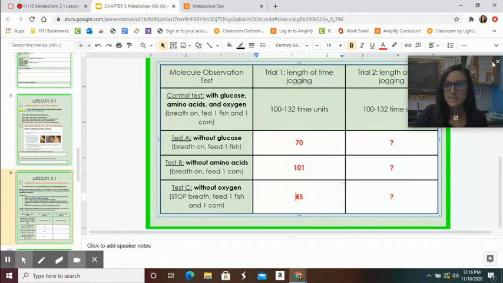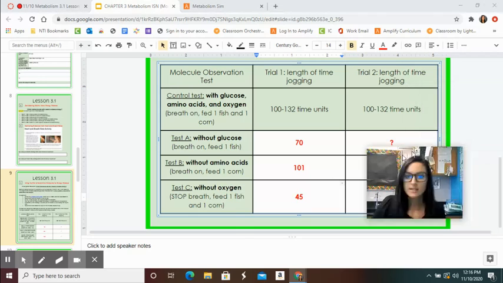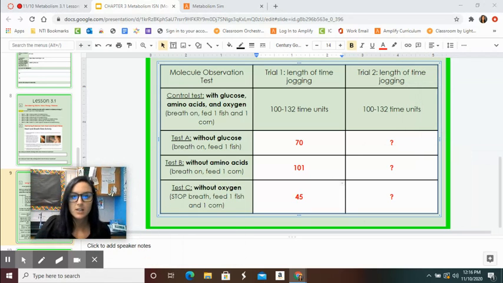And so we can see that looking, I'm going to move me over here, looking at our different tests, we have our control tests where they have everything, and that was about the time lasted. And so without amino acids, didn't really affect it. Glucose affected it, and oxygen affected it. And so we know that our goal was to have it last about 100 to 132 time units, like up here, and amino acids didn't really affect that. Like I said, glucose and oxygen looks like we need those.